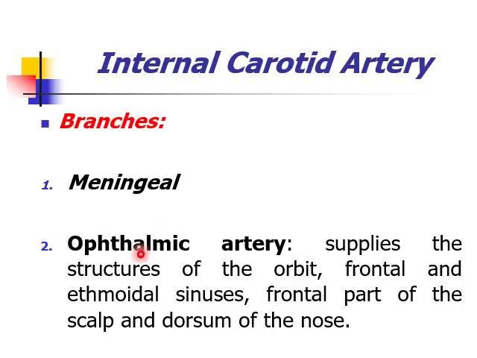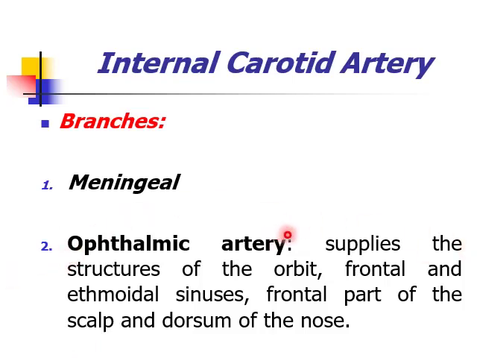The second large branch coming off the internal carotid would be the ophthalmic artery. This artery enters the orbit through the optic canal with the optic nerve, supplies the structures of the orbit, frontal, ethmoidal air sinuses, frontal part of the scalp, and dorsum of the nose. The frontal part of the scalp through the supraorbital and supratrochlear arteries, if you remember them from the scalp lecture.